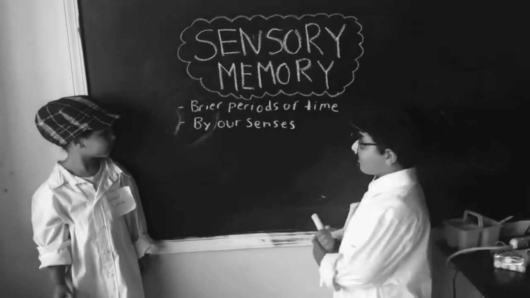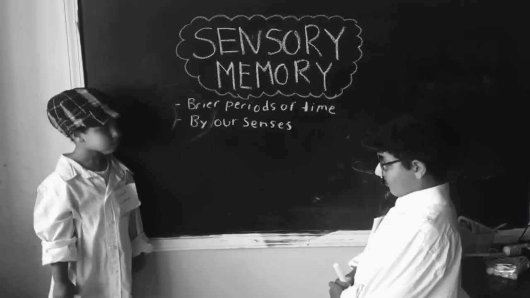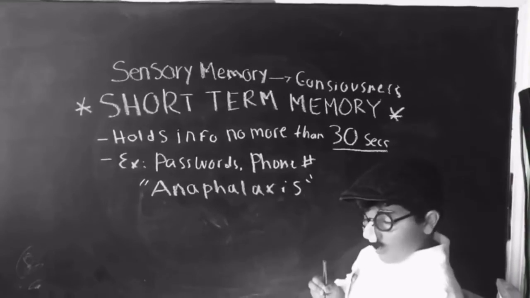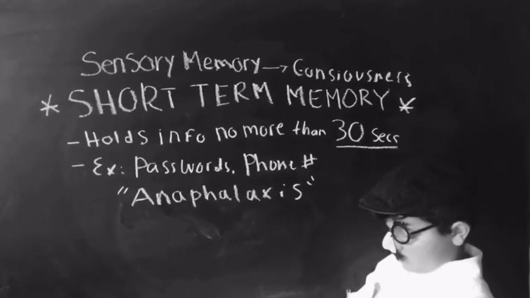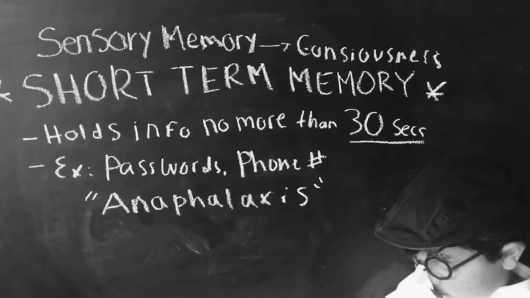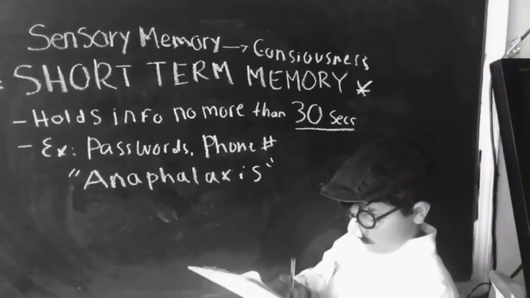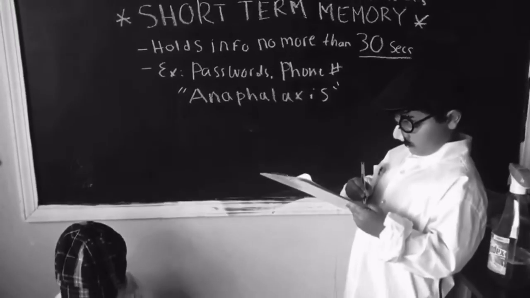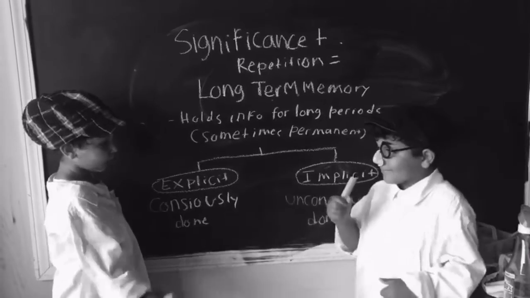The first stage, the sensory memory, holds limited information for only brief intervals and receives information through our senses. Once our sensory memory is transformed into our consciousness or awareness, the second stage, short-term memory, takes over. Short-term memory holds information for no more than 30 seconds unless it is renewed. This information includes phone numbers, passwords, even remember that word, anaphylaxis? Unless you've constantly been repeating it in your head, maybe even without you knowing, then you would have forgotten it.